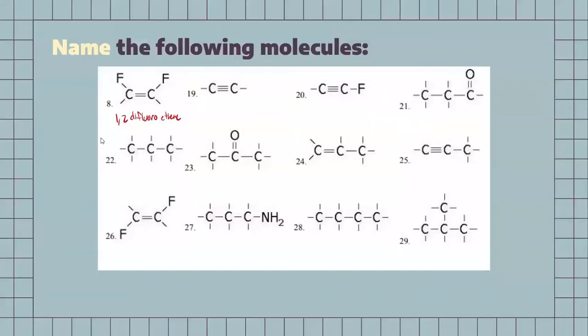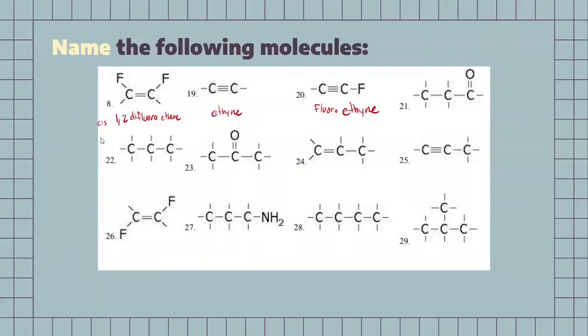Now, however, notice how both fluorines are on the same side. So to be a little bit more specific, we would just add the prefix of cis. So it'd be cis 1,2 difluoroethene. For our next one, we have an alkyne because of the triple bond. So this one would be ethene. Same molecule, but now we're going to be adding a fluorine to one of the carbons. So this would just be fluoroethene.